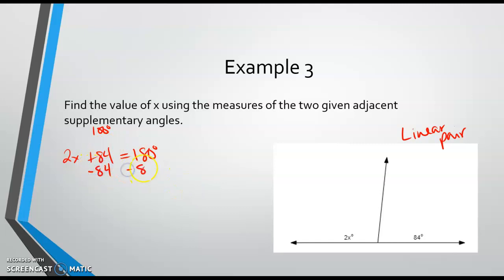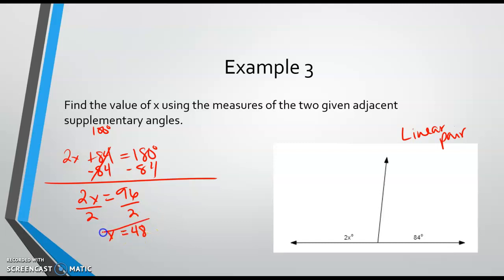So I'm going to subtract 84 from both sides. So now I have 2x equals 180 minus 84, which is 96. Divide both sides by 2, and then x will equal 48. And then if I want to double check, I can do 2 times 48 and make sure that that plus the 84 equals 180. And that's how we double check. And that's how complementary and supplementary work.